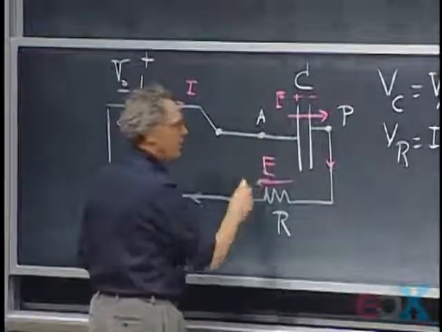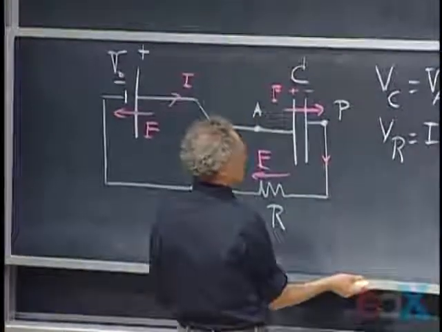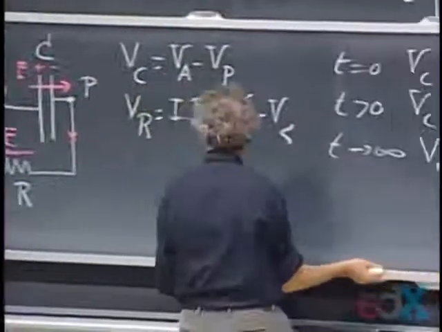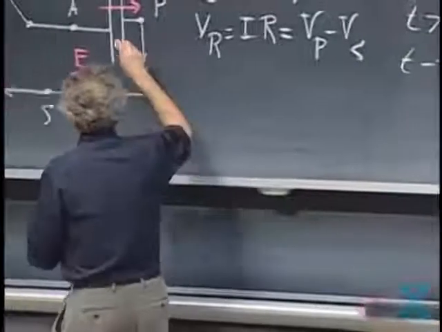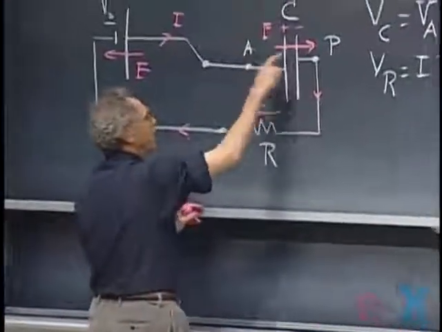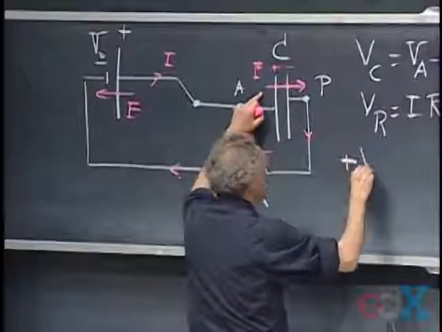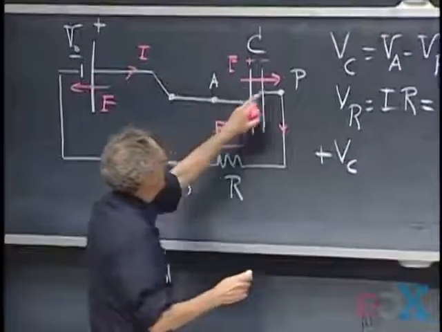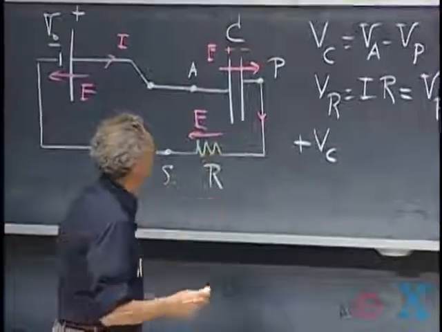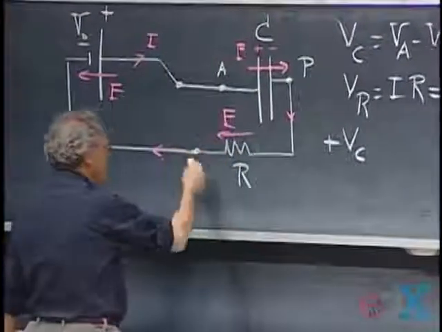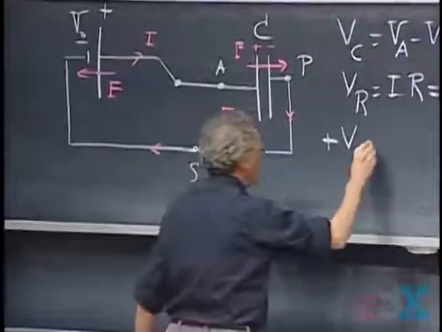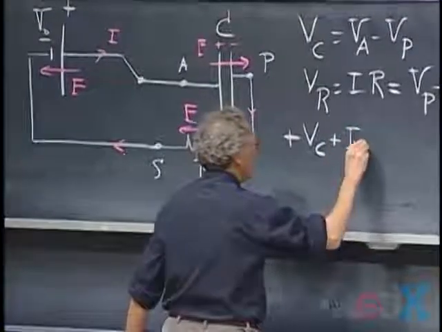So if I start at point A, and I go around the circuit, then E and dl are in the same direction if I go from A to P. And so I get plus VC, that's the E dot dl from A to P. Then I go through the resistor, and again E and dl are in the same direction, so I get plus I times R.